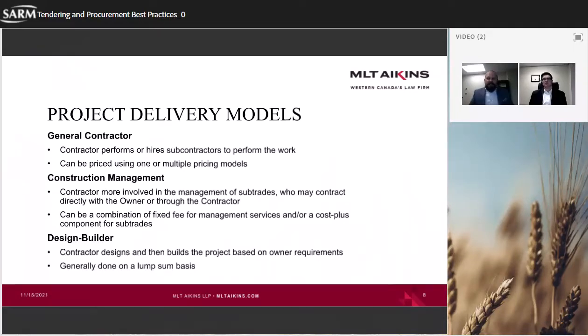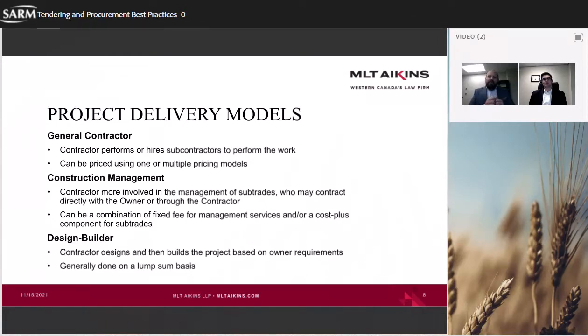The last is design builder, and this is a totally different methodology of construction where we're taking the one throat to choke model, and you're having one person that's responsible for both the design and the construction of the project. Different than general contractor and construction management, where the owner is independently engaging a designer architect to help develop and design the project that the contractor, the construction manager are going to be building.